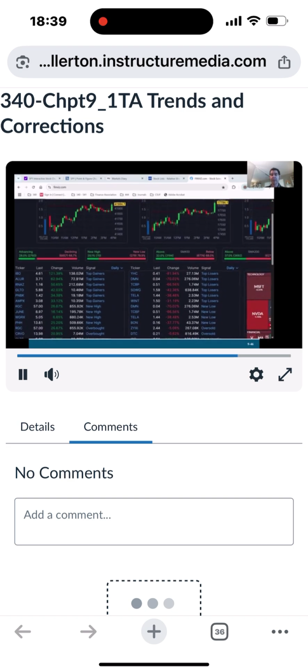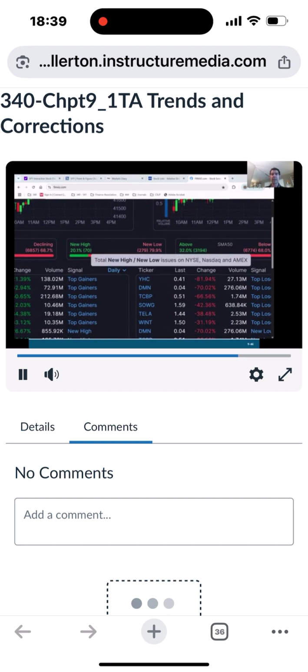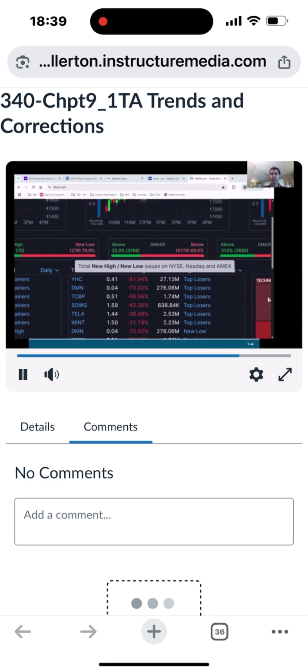Okay, there's some other things that you see as well here. So very interesting. Let's look at these. How many stocks hit a new high today versus a new low? We can see a lot more hit new low than new high. So that would be a bearish or a negative sign there.